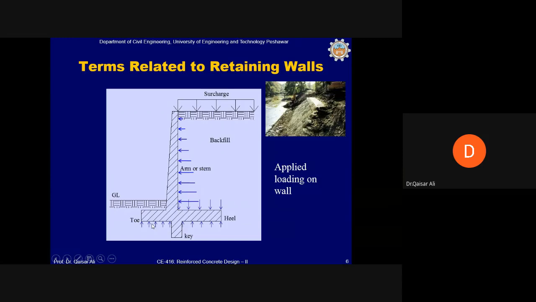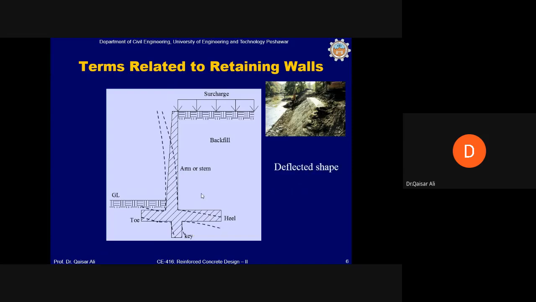Similarly, the toe will also be pushed up. You can imagine that when the retaining wall moves forward, the heel will be pushed down and the toe will be pushed up. Okay, and the key will be pushed back. So if you want to draw a deformed shape of this, it will be like this. The heel will be pushed down because of the backfill weight. The toe will be pushed up due to the pressure of the soil.